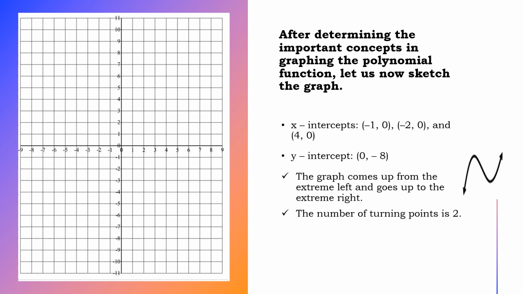Okay, ang ating x-intercepts ay negative 1, 0. Plot natin yung points. So, negative 1, 0. Nandito siya. And then, negative 2, 0. And 4, 0. Yan. We are done plotting the x-intercepts. Let us now plot the y-intercept. We have 0, negative 8.